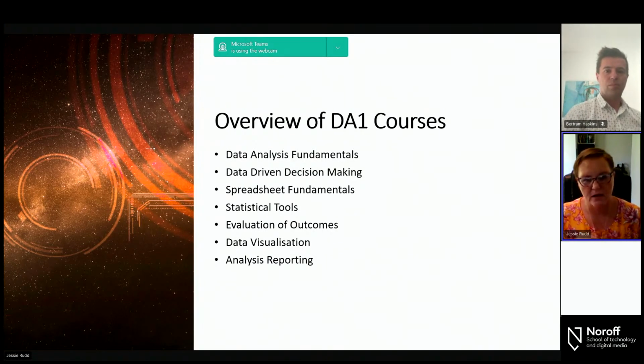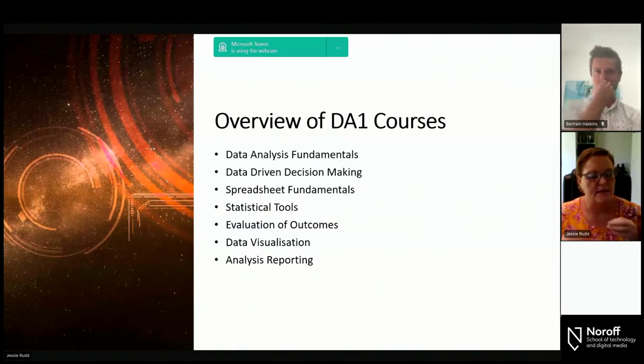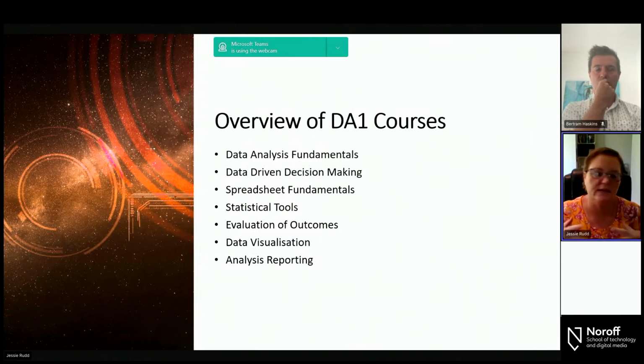Evaluation of outcomes is our longest module. It is all about the processes that we put into place to assess the effectiveness and the impact of what we're doing to achieve our goals and objectives.